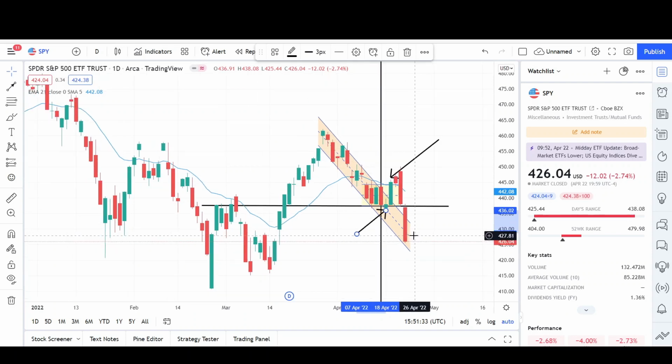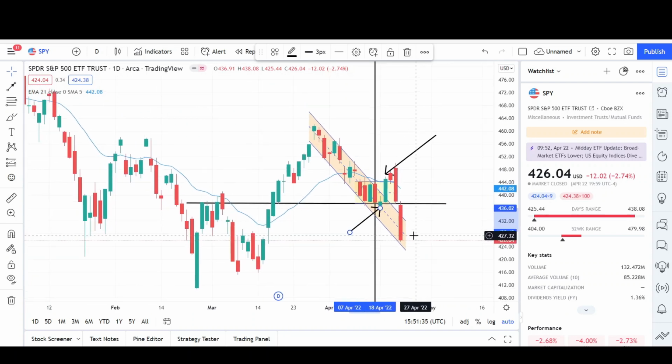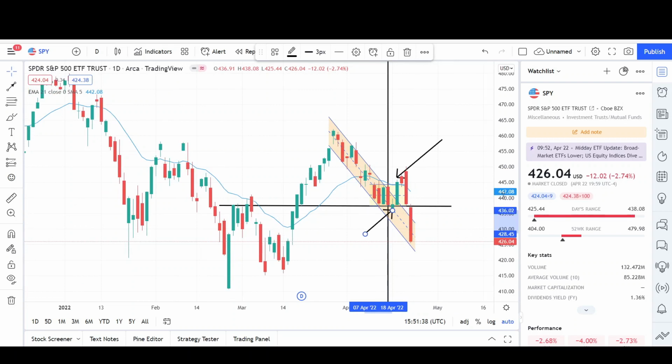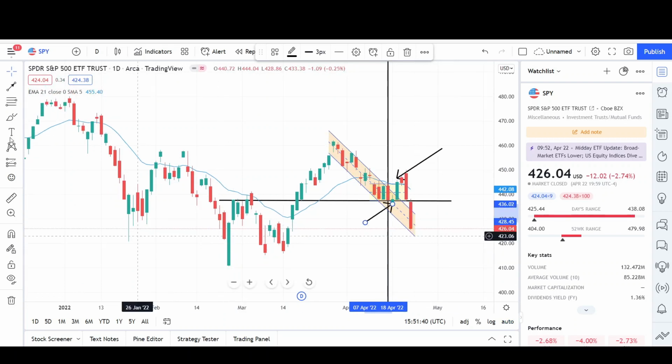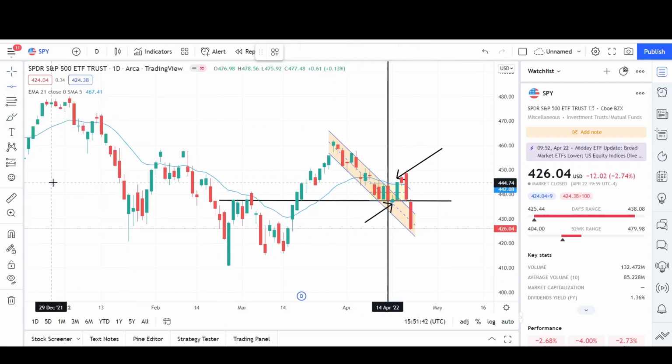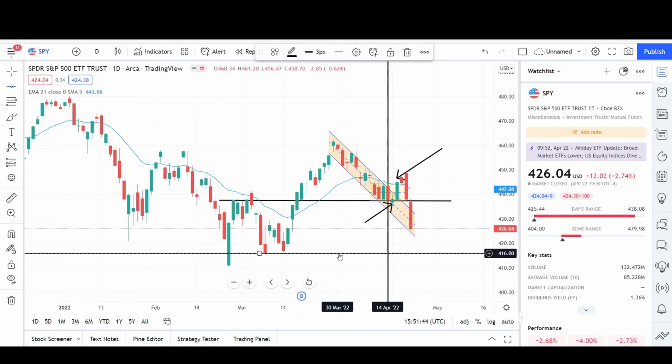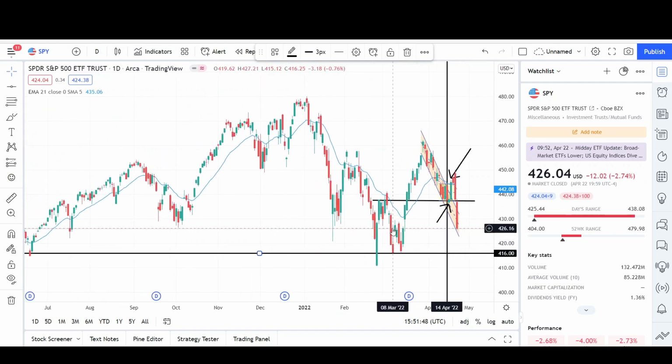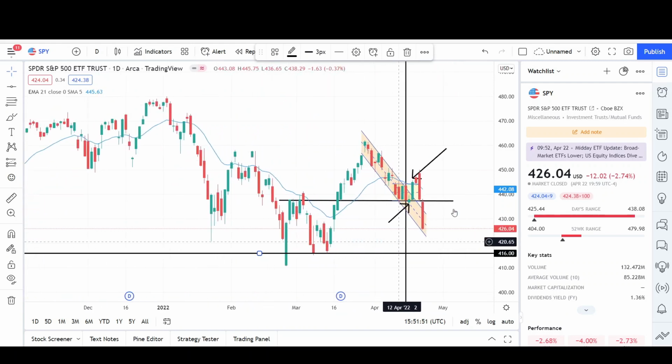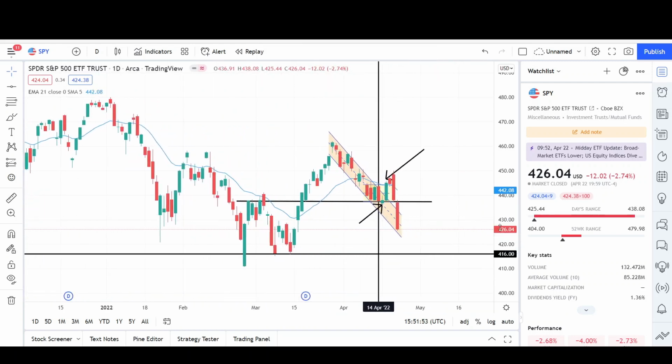So I'm looking for lower prices. My analysis hasn't changed. Prices are definitely looking like they want to drop. The first level I would be targeting is right around this 416 level because that's where the prior support is. So I'll be looking for this 416 level to hopefully bounce prices back up, at least temporarily.